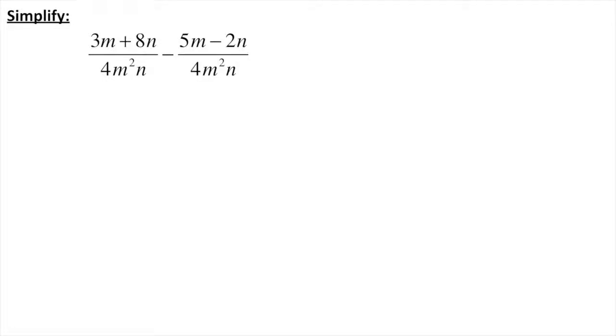With this one, we're working with rational expressions. We're going to be subtracting this one. Typically, the very first thing that you want to do here is identify what the lowest common denominator is. Well, on this one, the lowest common denominator happens to be 4m squared n, which is what we have on both of these. So because they share the same denominator already, that makes our life really easy. We don't have to find common denominators, they're already there.